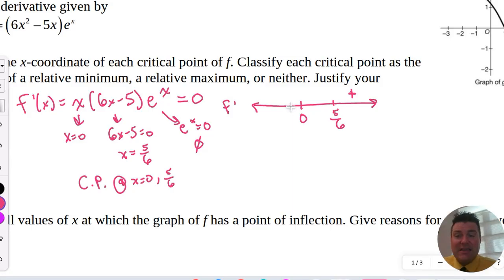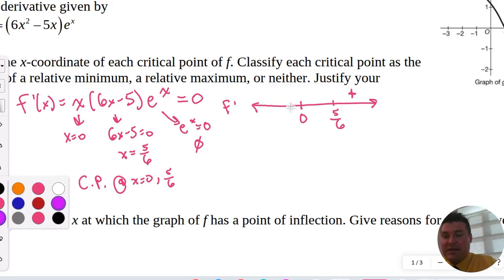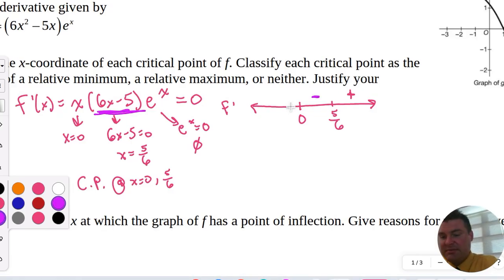And then at 5/6, that's going to be this factor that I'm underlining in purple. That 6x minus 5 has a power of 1, which means it's going to go through the x-axis, which means I change signs. And that 0 that has a degree of 1, that's also going to change signs. So you can see I can make my little arrows right here. Because of that, I can identify each of these as a relative minimum, maximum, and so forth.